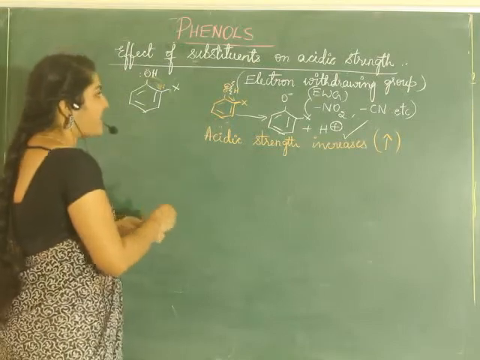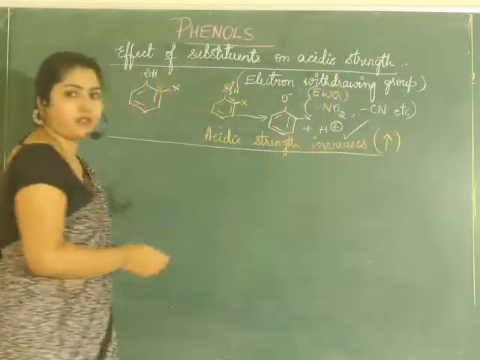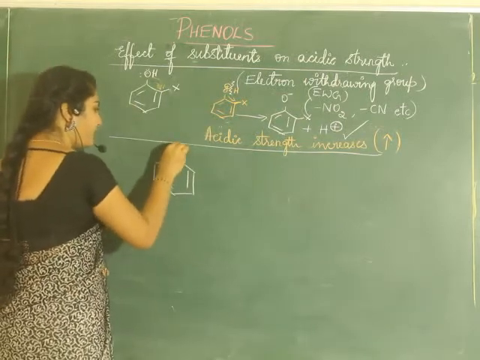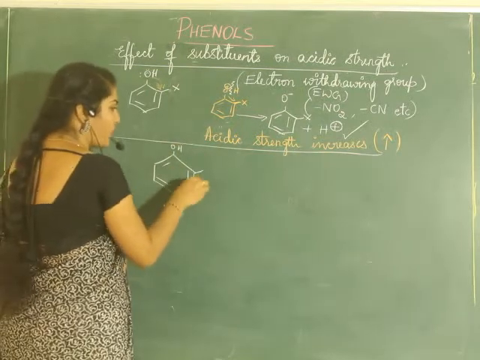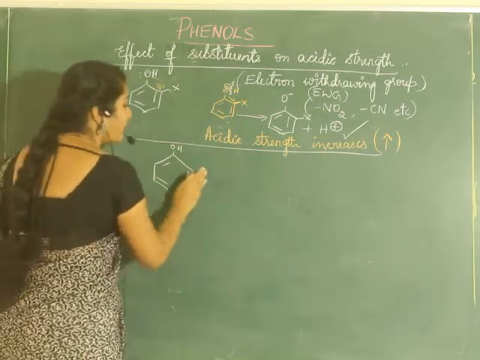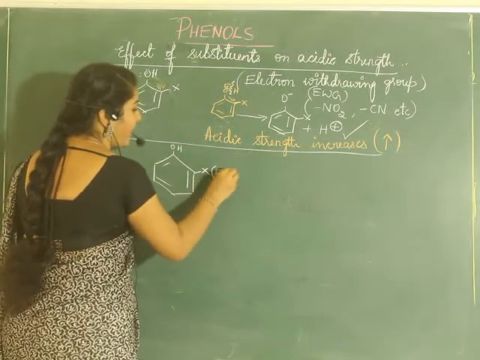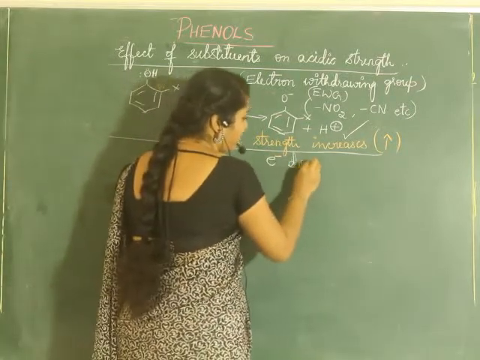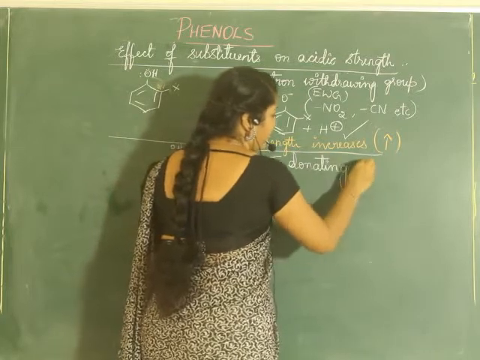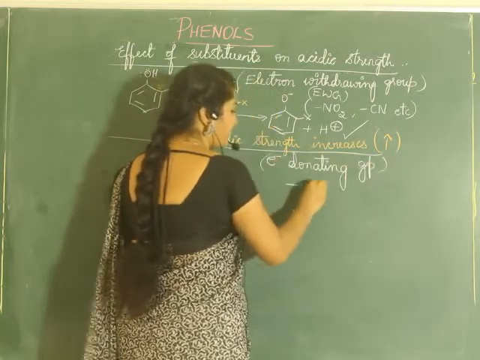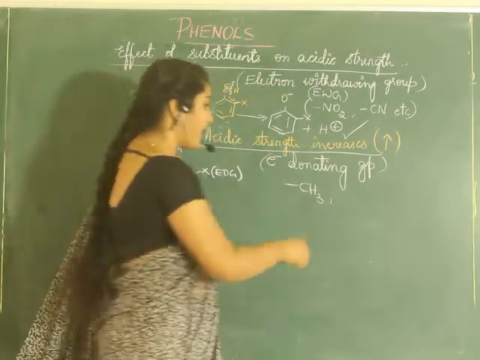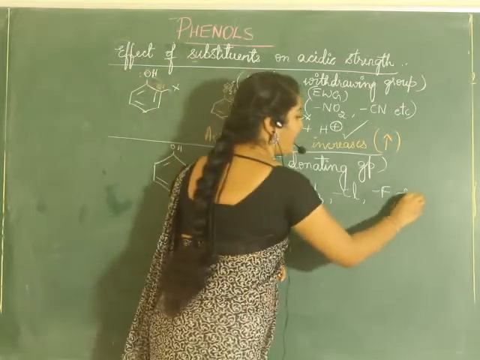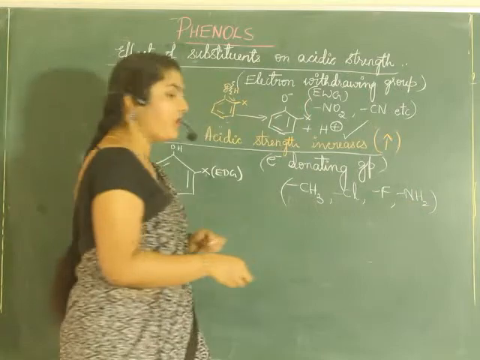In the same way, suppose this was the case for an electron withdrawing group. Now the case of an electron donating group. So you have phenol, and there is some group attached, say X, which is an electron donating group. Electron donating groups can be CH3, the methyl group, Cl, F, or amine group. These are all electron donating groups.